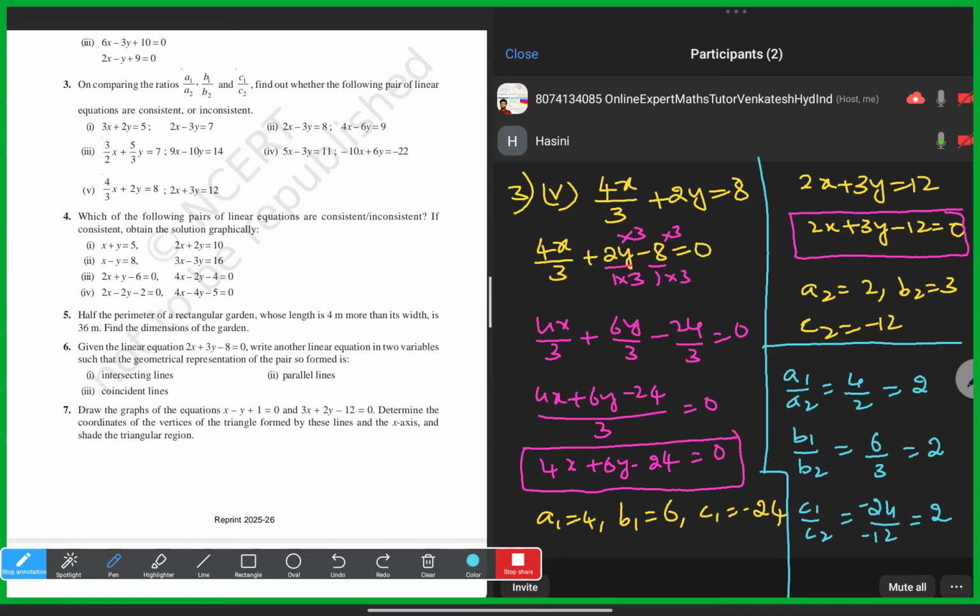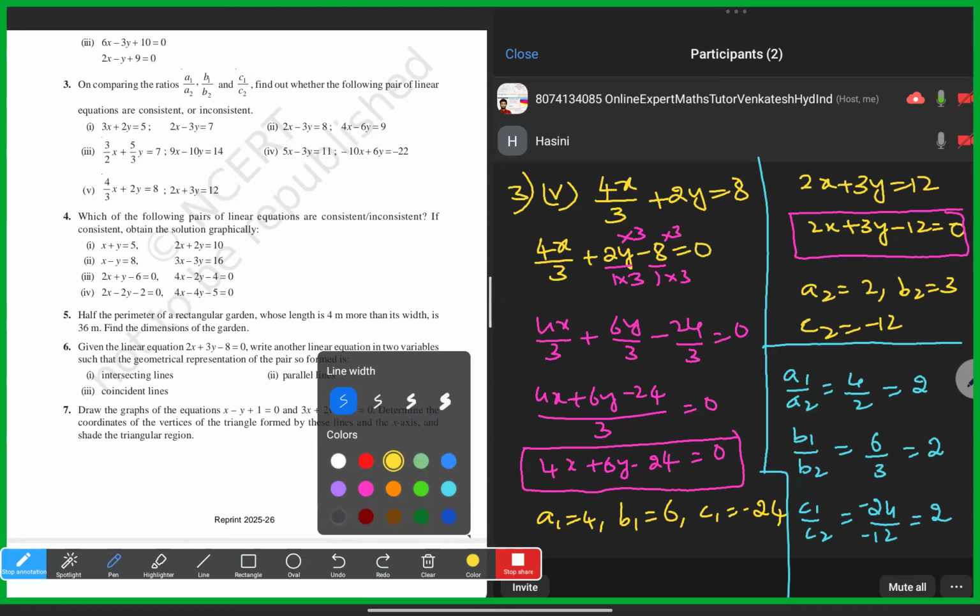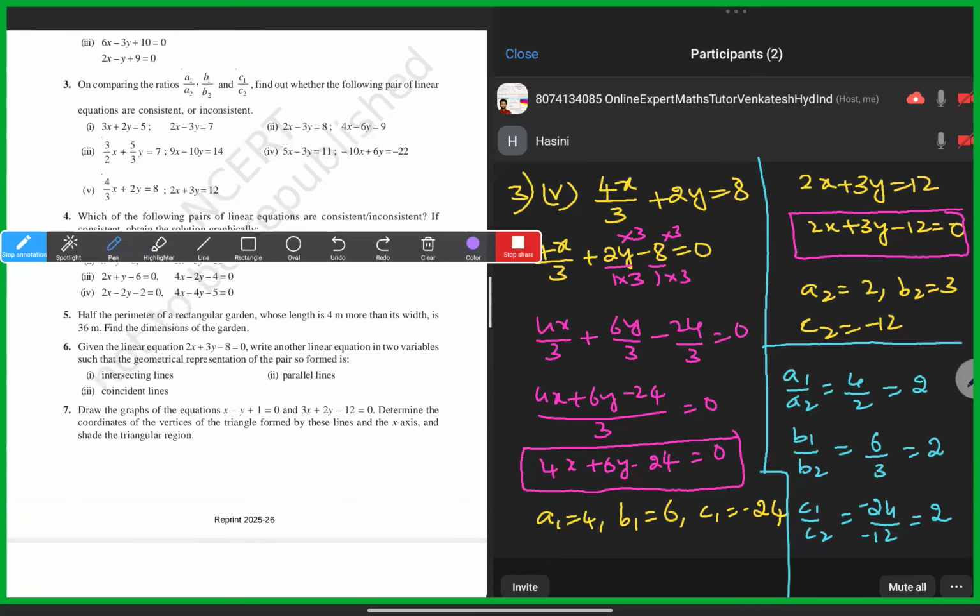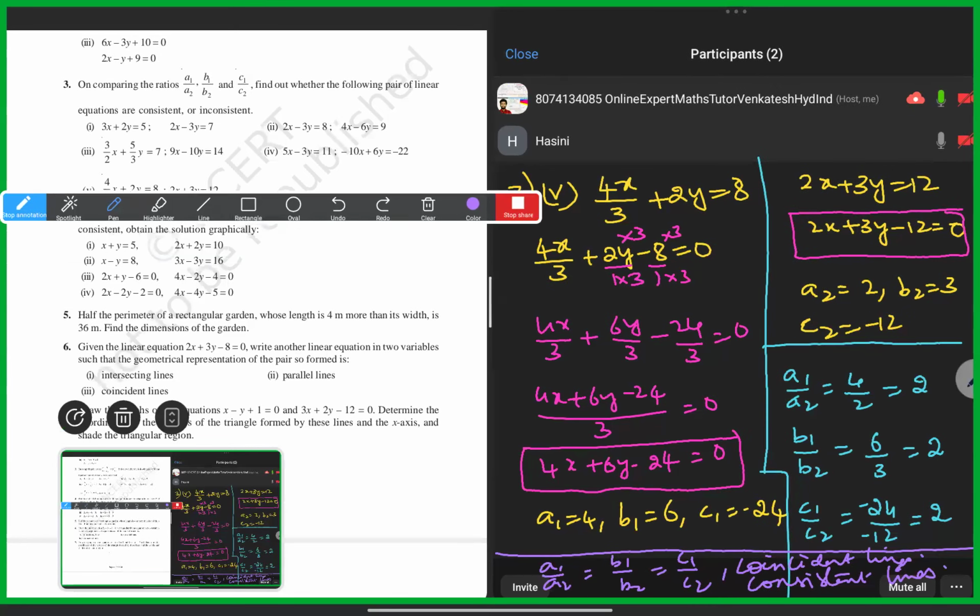So now finally, Hasni, we got A1 by A2 equal to B1 by B2 equal to C1 by C2. So which pair of lines, Hasni? Coincident lines, so they come under consistent. Just for confirmation, once you check the answer. Yes.